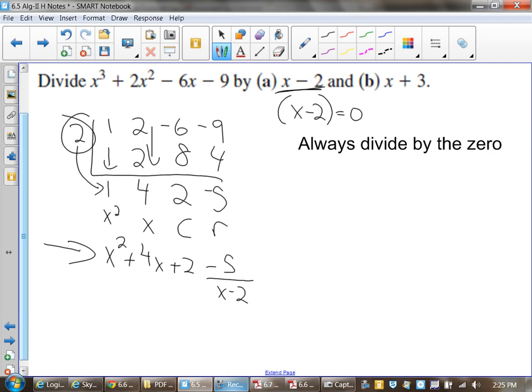Let's do the same thing and use x plus 3 with the same values. If I use x plus 3, what's my 0?